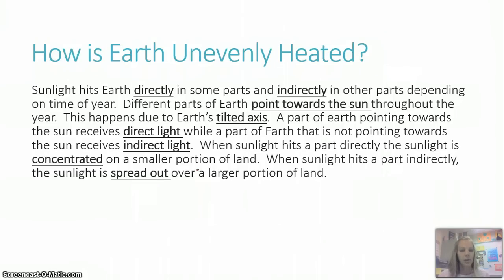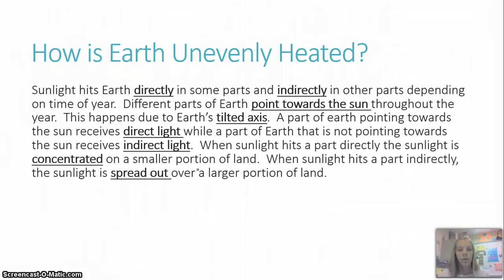Sunlight hits the Earth directly in some parts and indirectly in other parts depending on the time of year. Now remember that a year is the time that it takes Earth to go around the sun. So because of its location around the sun, some parts get direct, some parts get indirect light. Different parts of Earth point towards the sun throughout the year, and this happens due to Earth's tilted axis.